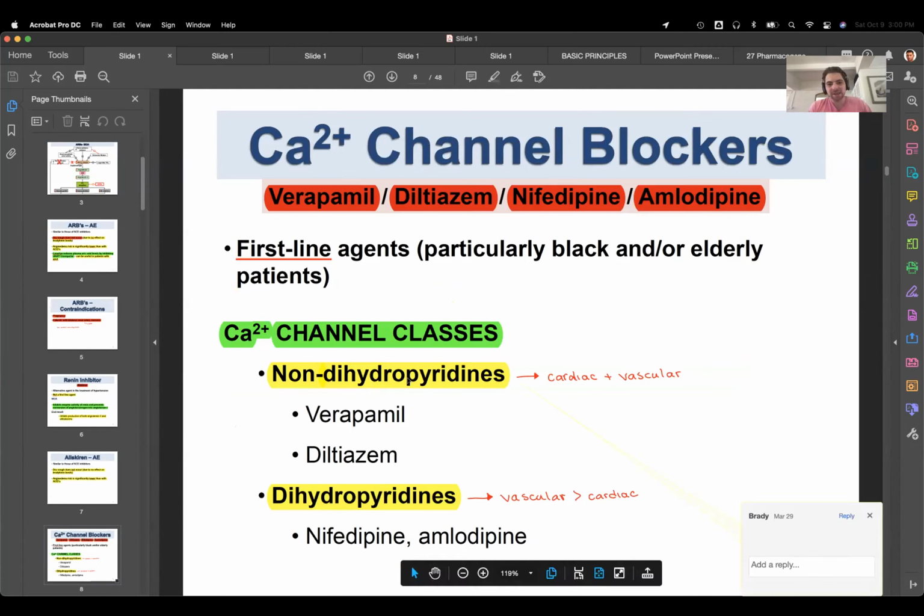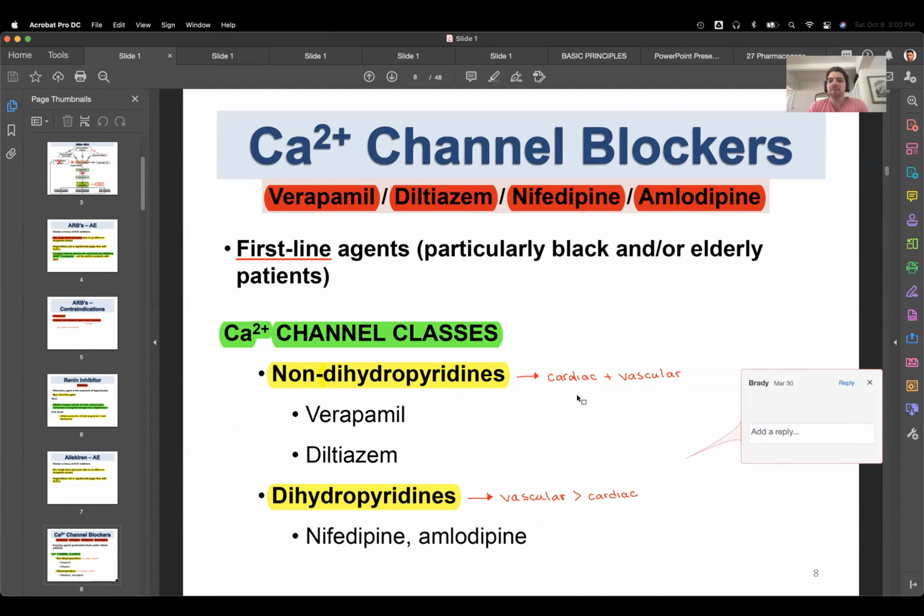They're the non-dihydropyridines and the dihydropyridines. It is important to note the differences here. Dihydropyridines basically only work on the vasculature, okay? They're going to work to vasodilate the vasculature. The non-dihydropyridines work on the cardiac myocytes and the vasculature, okay?